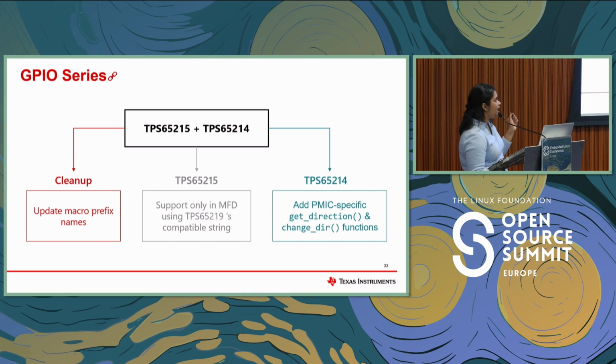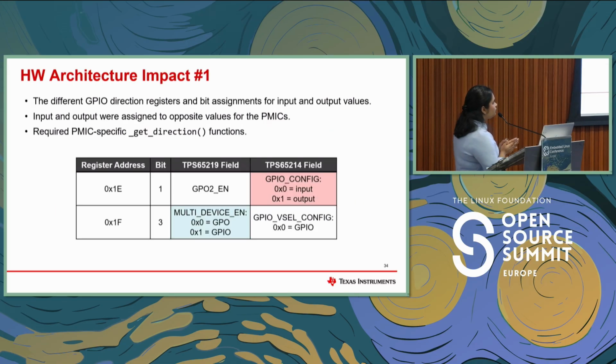TPS65219 driver, or 219 PMIC and 214. So why did those PMIC-specific functions need to be added? Why couldn't the same function apply to both PMICs? This is something that baffled me a bit as I was trying to figure this out. And the different GPIO direction registers and bit assignments for the input and output values are all different.